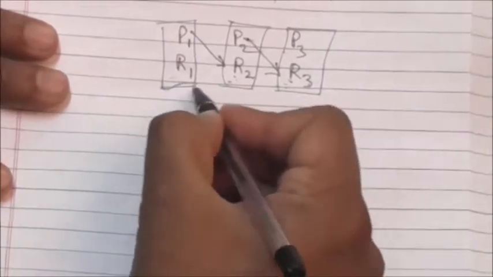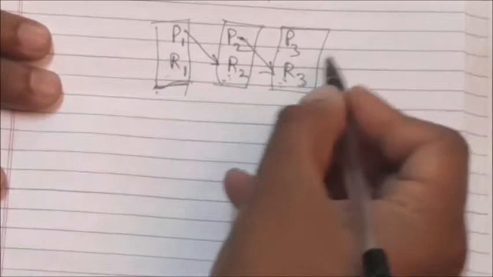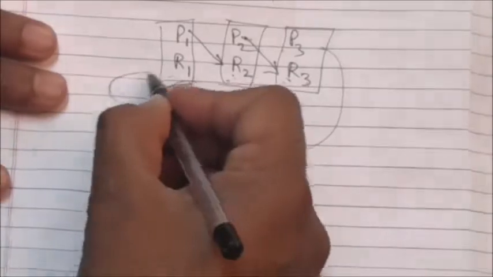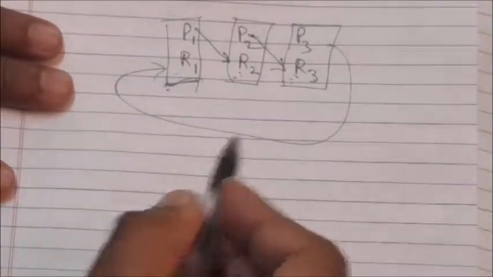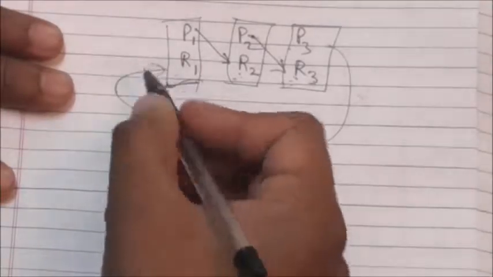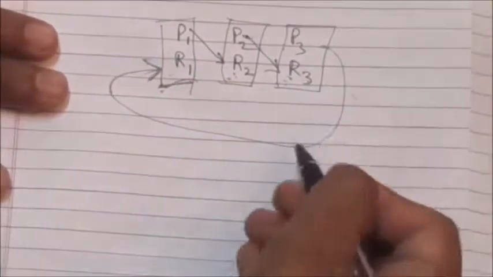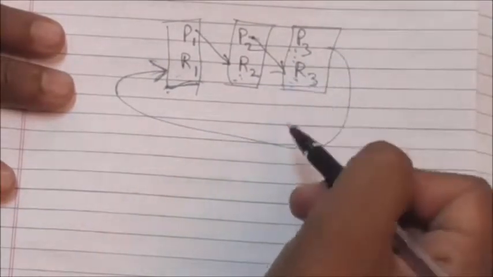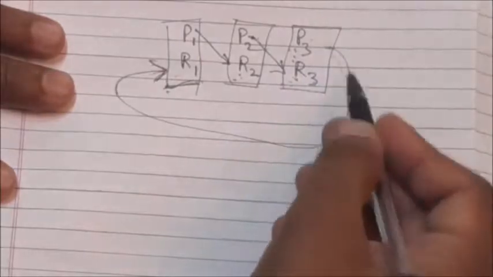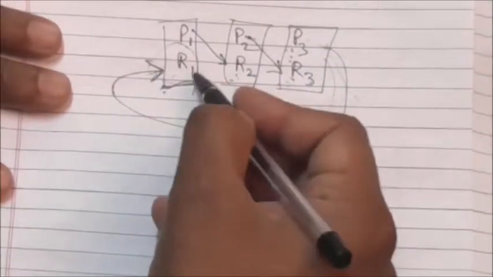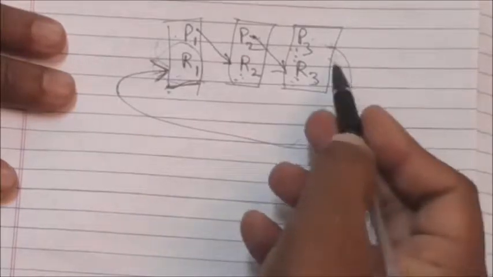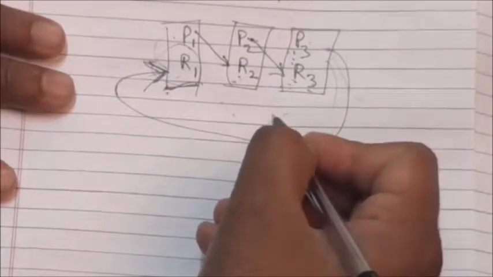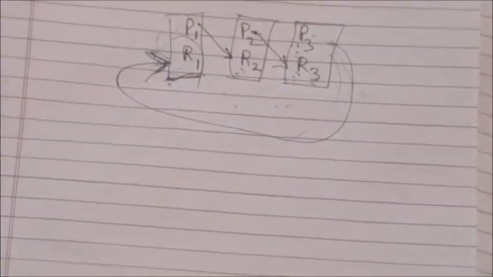Now for a circular wait condition to hold, this process P3 must request a resource of resource type R1. But this is not possible. If we use this protocol, it is not possible because each process can request resources only in increasing order. So process P3 cannot request the resource of resource type R1 which is held by process P1. So this circular wait condition will not hold if we use this protocol.